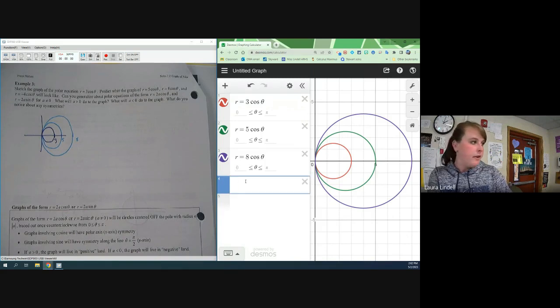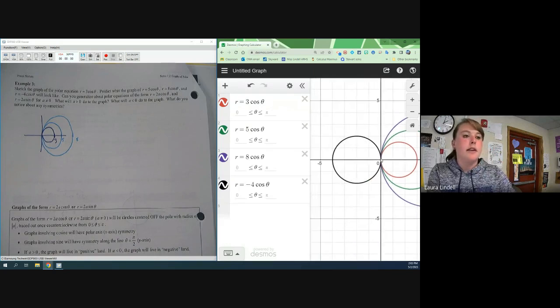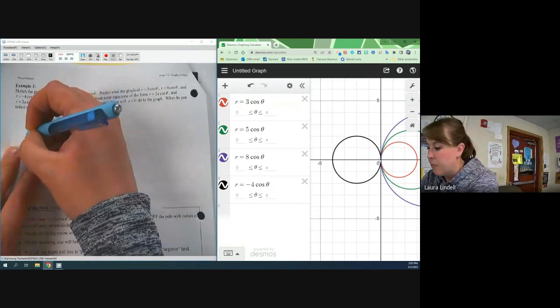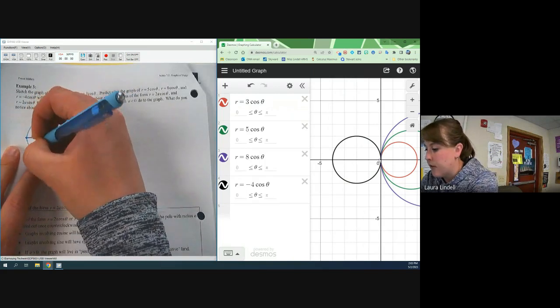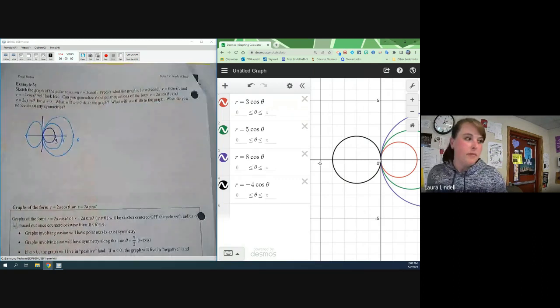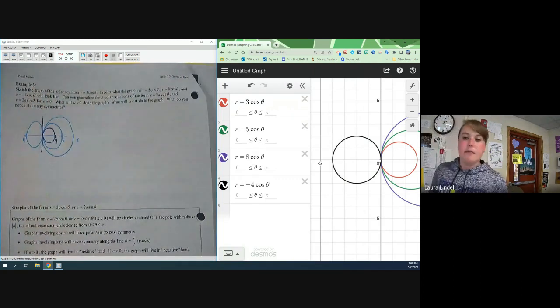Hopefully you thought about negative 4 cosine theta as well. Let's see what that looks like. You might notice it just does the same thing, but on the other side, kind of in negative land, if you're thinking about things in the Cartesian plane. So it gives us, that's a terrible circle, but we get the idea. A circle where you go 4 units in that direction instead for your diameter.